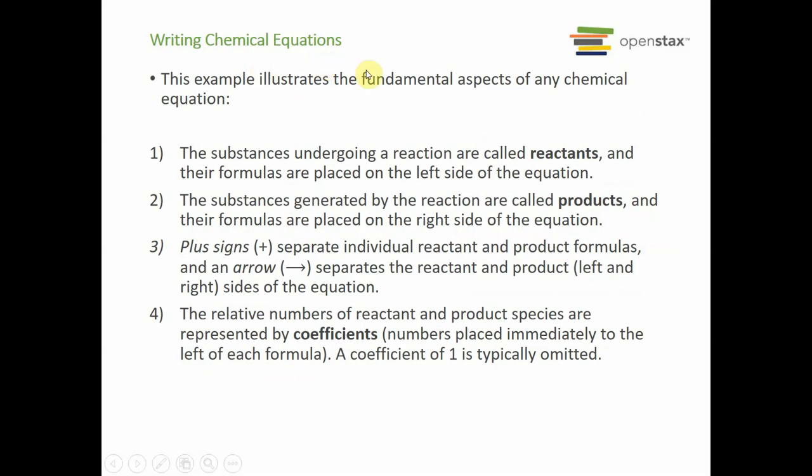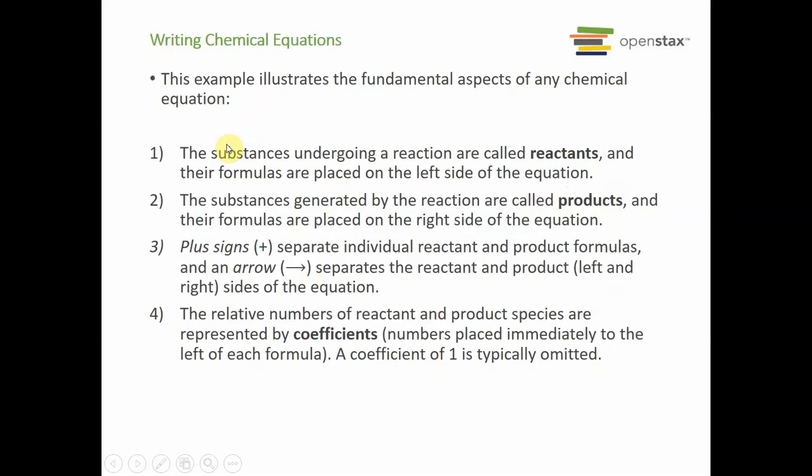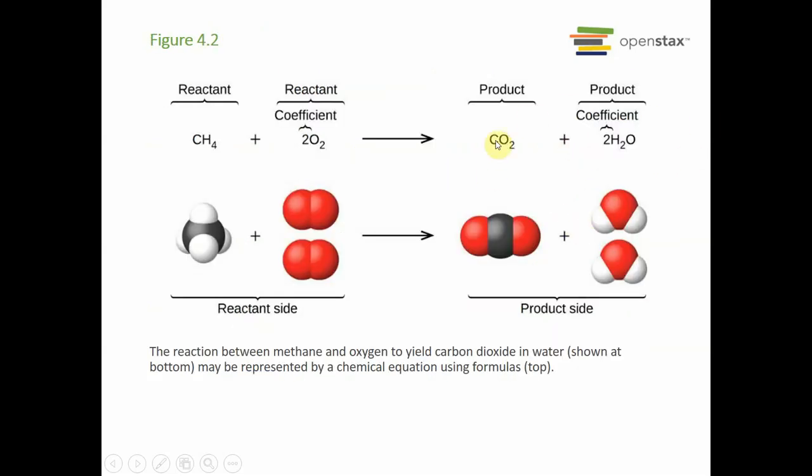This example illustrates the fundamental aspects of any chemical reaction. One, the substances that undergo a reaction are called reactants, and their formulas are placed on the left side of the equation. These are the reactants. They're on the left side of the equation. The substances generated by the reaction are called products, and their formulas are placed on the right side of the equation. So these are products.